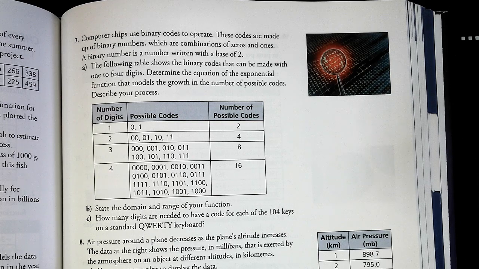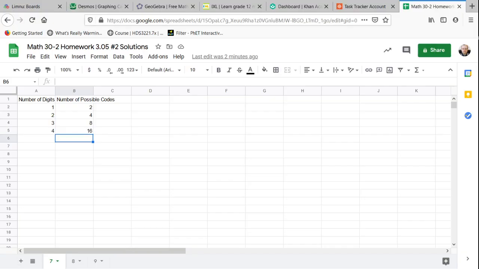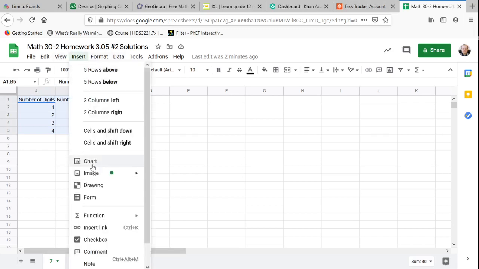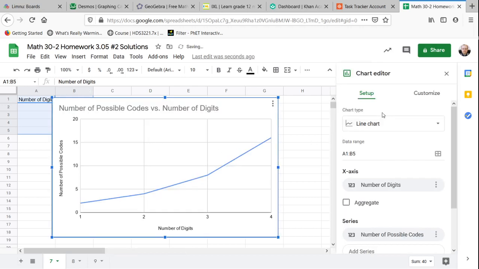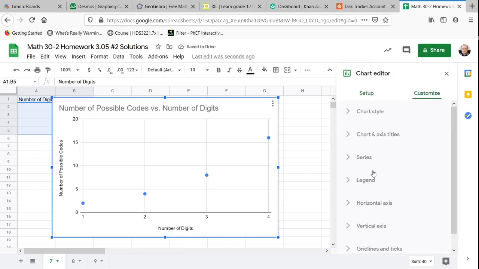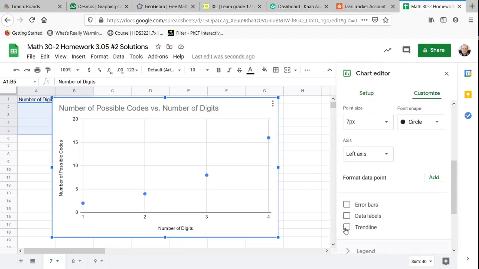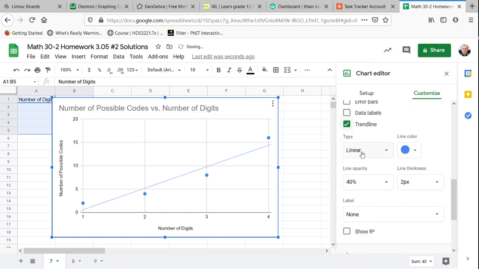So we want to find the equation of the exponential function that models the growth of this function. Let's come back and take a look at the number of digits and the number of possible codes. This is not one where we have to enter all the possible codes, even though they are numbers, that's simply a list. What we are looking for is the scatter plot so we can identify the exponential function.